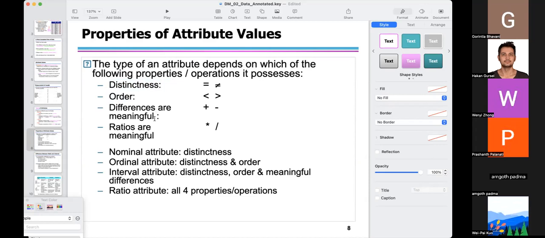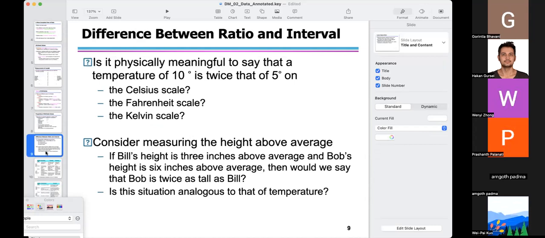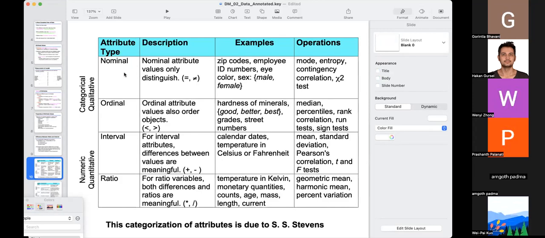Some of them might make a difference if we subtract them, add them, and others have a meaning if we multiply them or divide them. So here is a table of the properties, for example. The nominal would have distinctness. The ordinal will have this bigger and smaller property. The interval will have subtraction and addition property, and the ratio will have multiplication and division property.